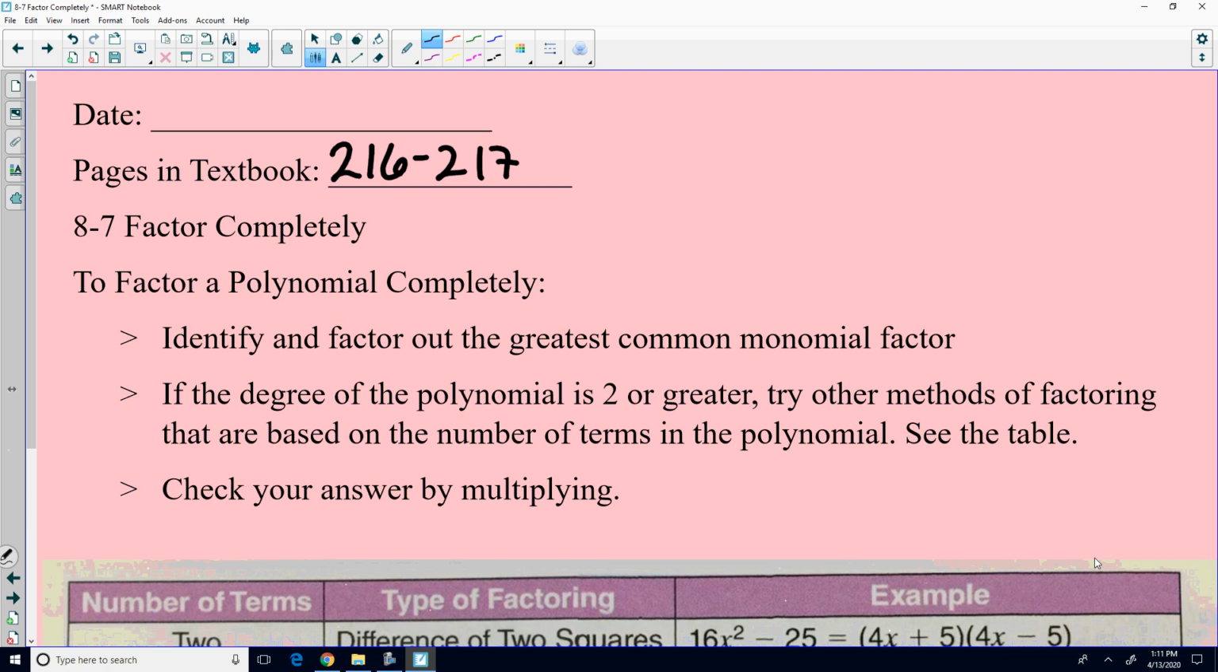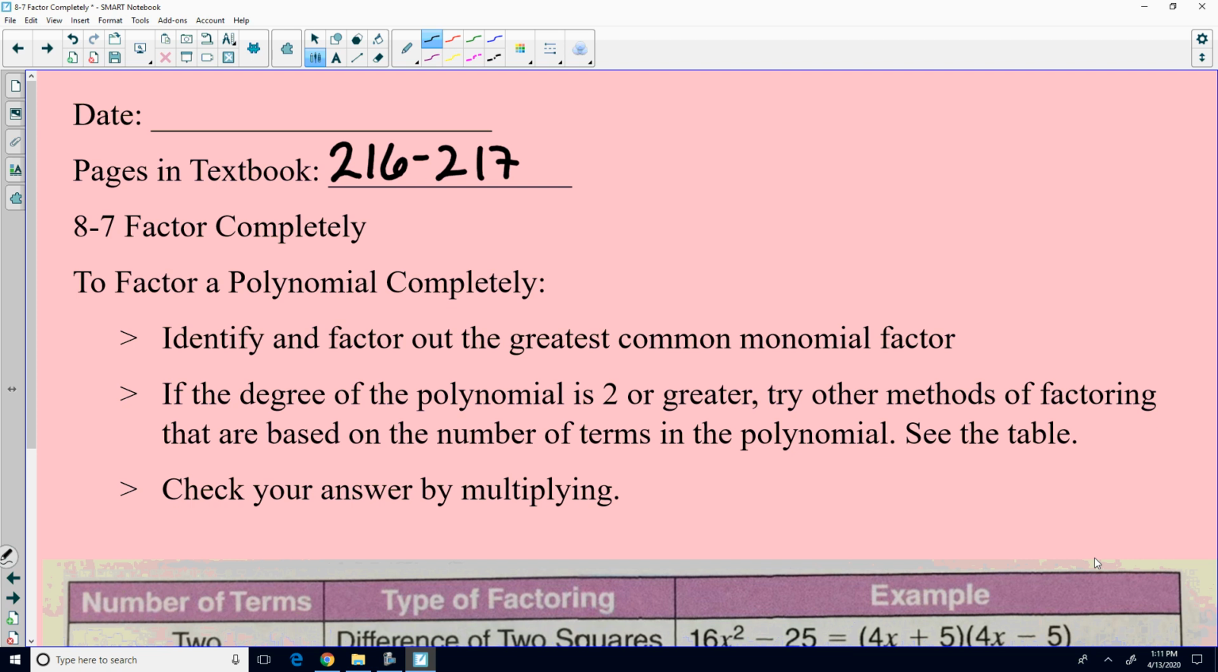Hey everybody, this is your last lesson of Chapter 8. It's called Factoring Completely. It's for 8-7. This is the lesson where you get a problem and you have to figure out what to do. So all the other lessons so far, I've told you the equation to use or the way to solve it, and now they're all going to be thrown at you and you have to decide how to factor it.